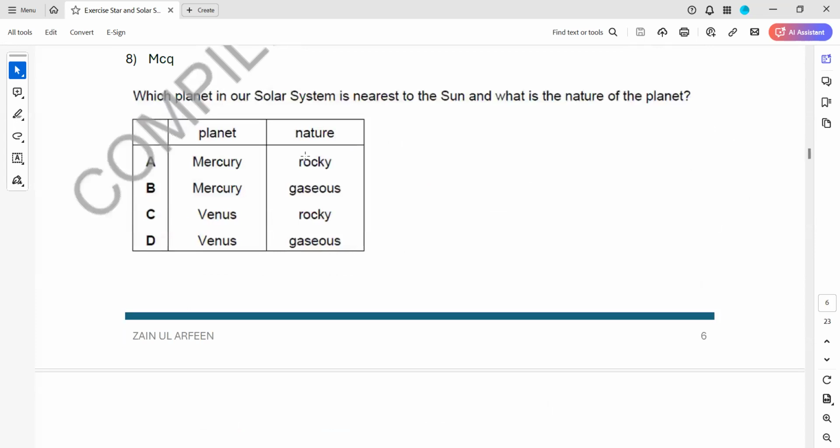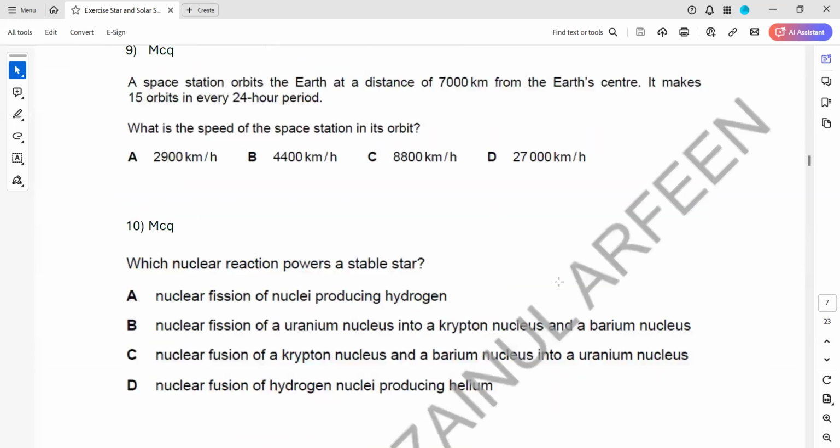Which planet in our solar system is nearest to the sun, and what is the nature of this planet? So we have Mercury, Venus, Earth. Mercury is the closest one, and what is the nature of Mercury? It's rocky. Mercury, Venus, Earth, Mars, these are the rocky planets. And then we have the gas giants, Jupiter, Saturn.